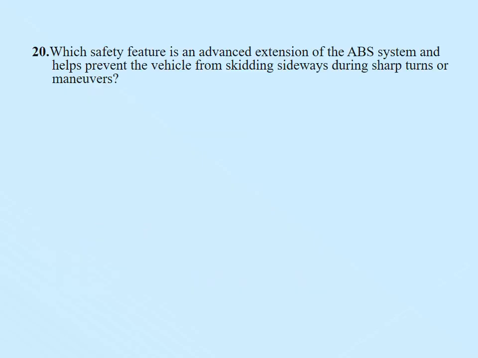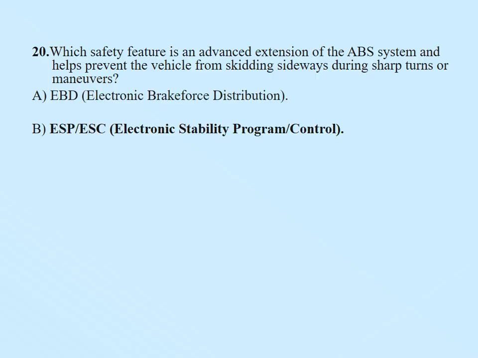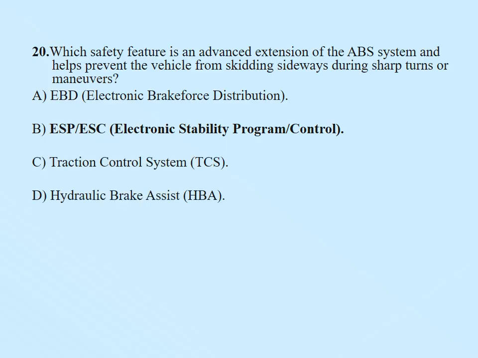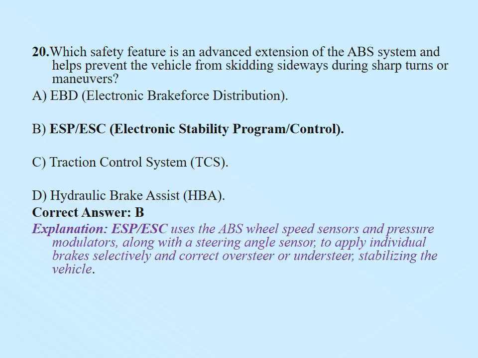Question 20. Which safety feature is an advanced extension of the ABS system and helps prevent the vehicle from skidding sideways during sharp turns or maneuvers? A, EBD, electronic brake force distribution; B, ESP or ESC, electronic stability program or control; C, traction control system, TCS; D, hydraulic brake assist, HBA. Correct answer is B, ESP or ESC, electronic stability program or control.